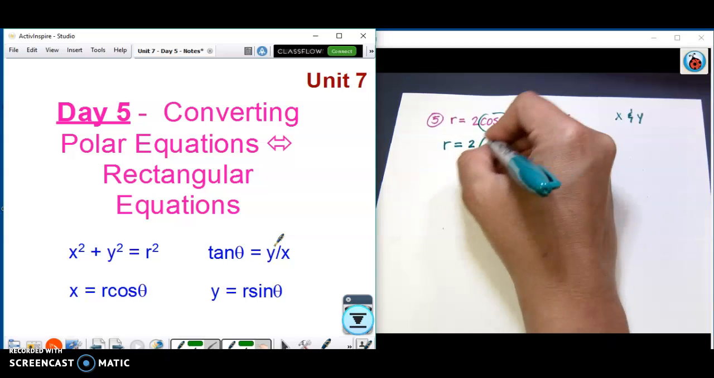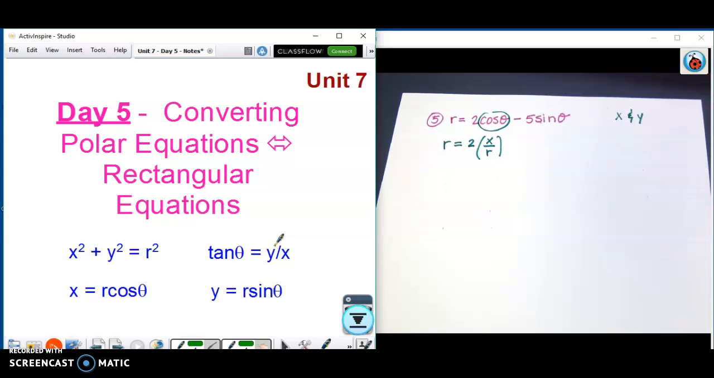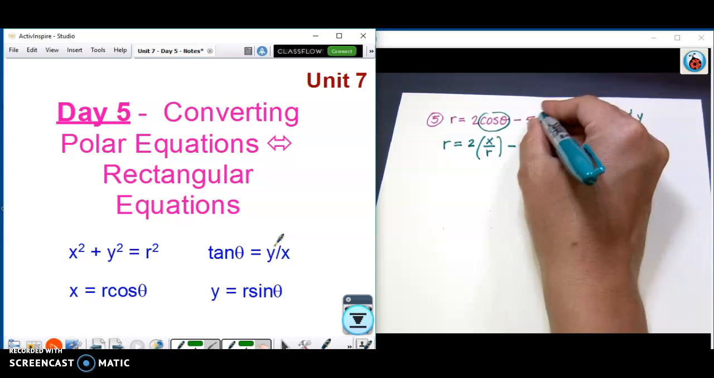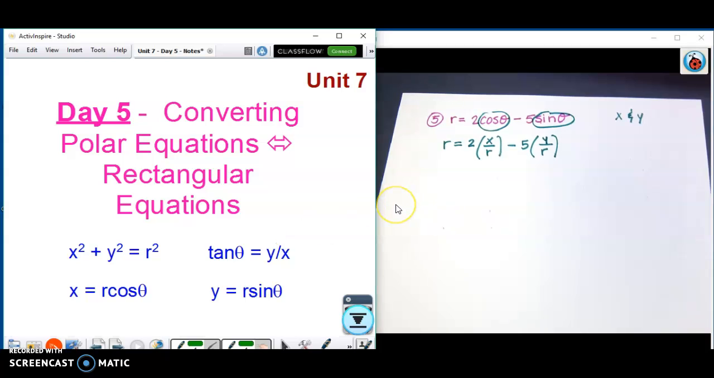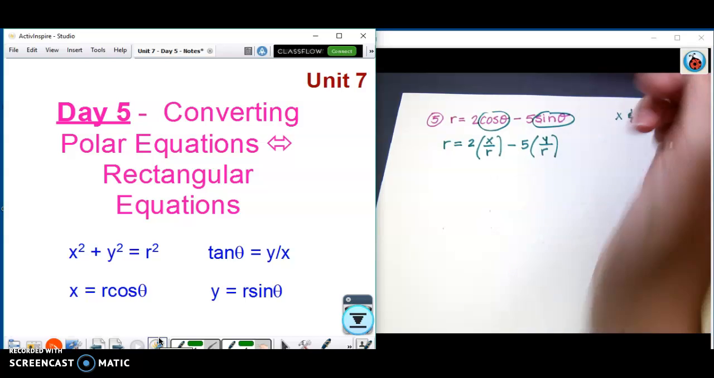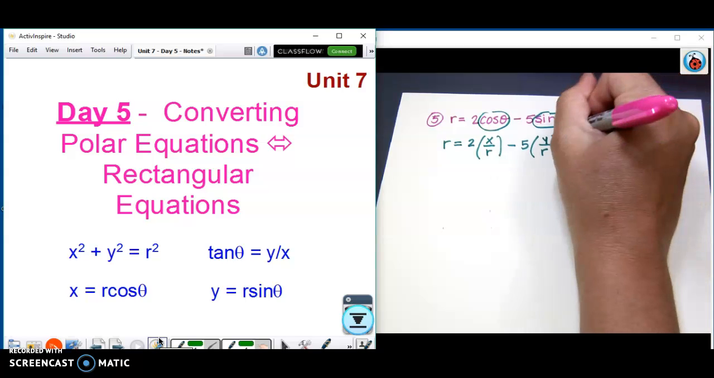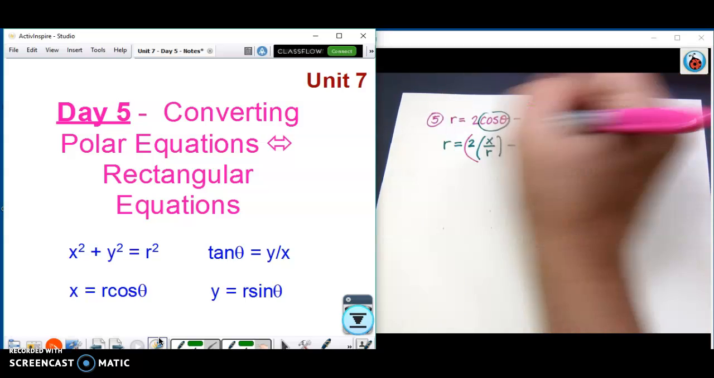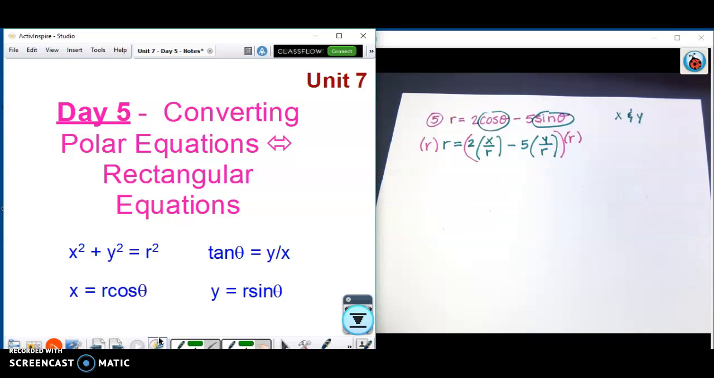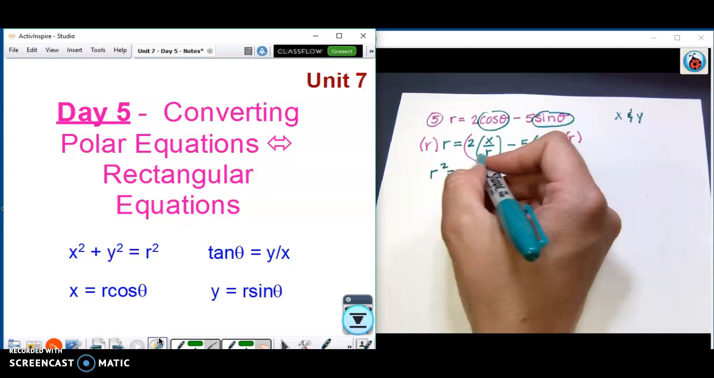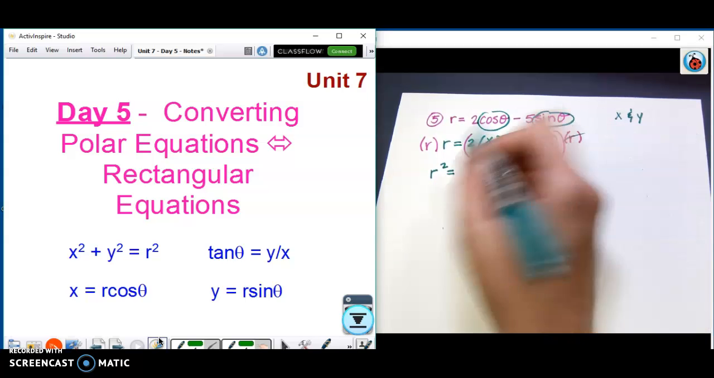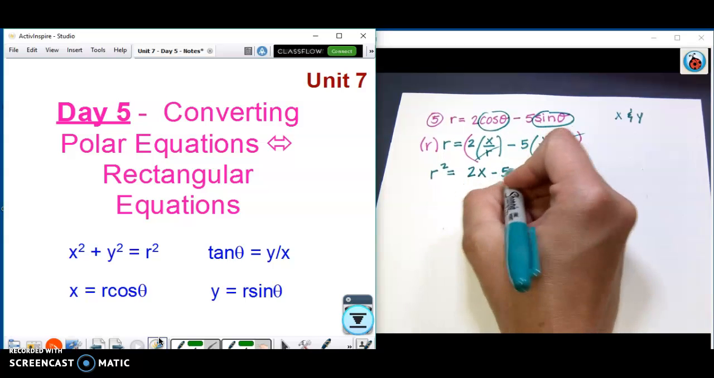We know that cosine is x over r, and then minus 5, and I'm going to change sine, and we know sine is y over r. So from here, it kind of works out like number 2. Because I have that r in the denominator, I want to multiply both sides by r. So I'm multiplying this whole side by the r. That will give me r squared on the left-hand side. On the right-hand side, these r's will cancel out with the r that we have there. So we'll have 2x minus 5y.